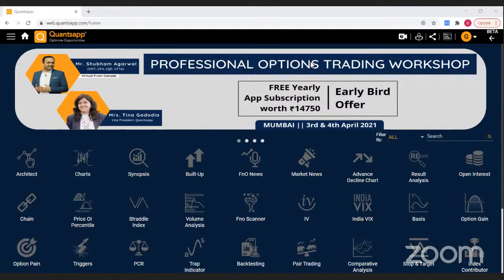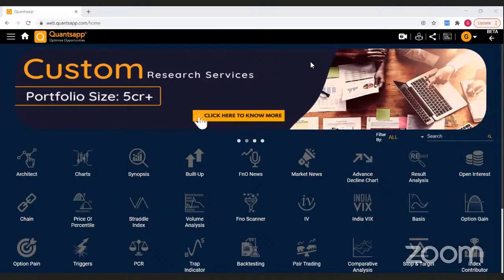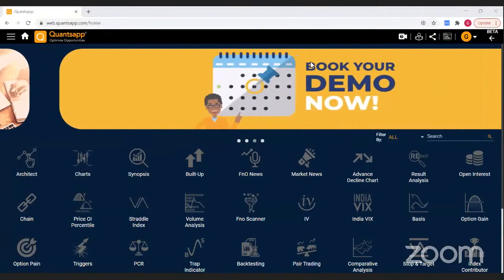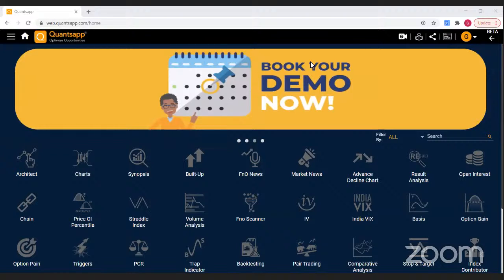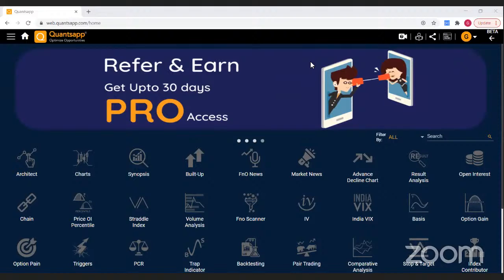So today we are taking the architect, open interest and triggers. First we'll start with the architect. The basic motive of making the architect by Quantsapp is this: we have lots and lots of option strategies.